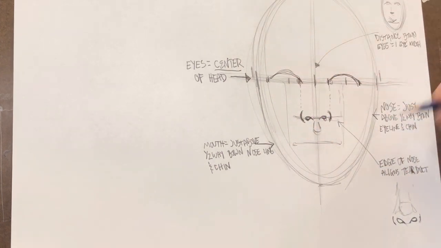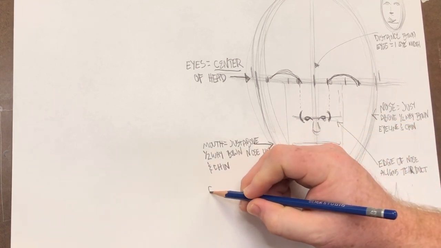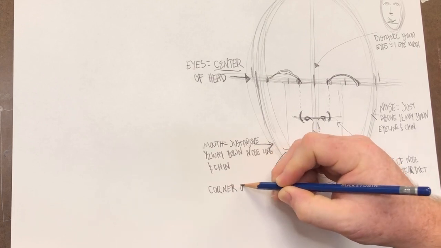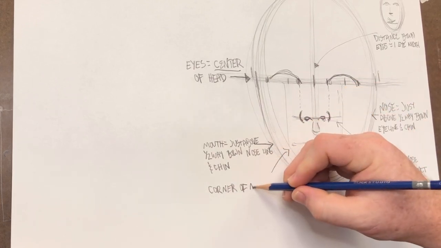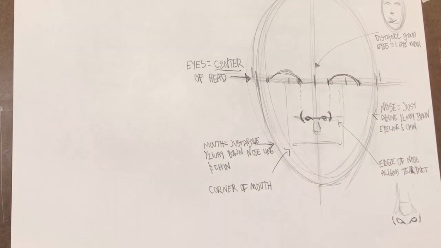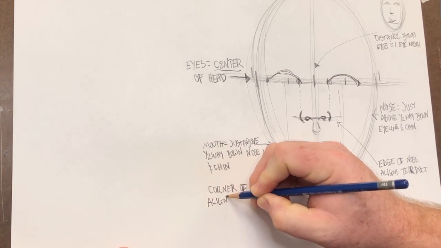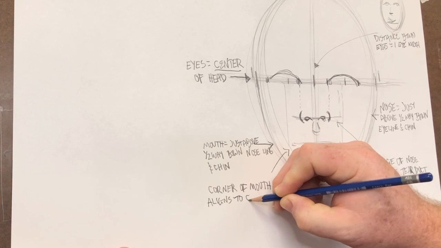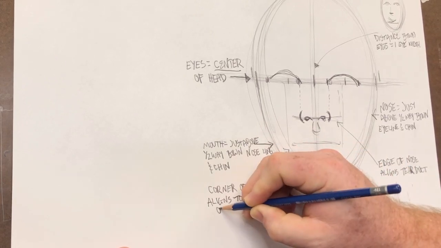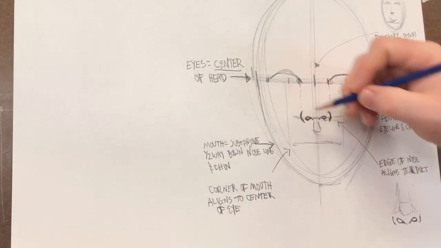The center of the eye. Corner, I'm going to make some notes over here. Corner of mouth. And when you're drawing, look at your own face. Check it out. See where things line up. Look in the mirror. Study yourself. You've got yourself available all the time. Aligns to center of eye. Go ahead and take that note. So corner of mouth aligns to center of eye.